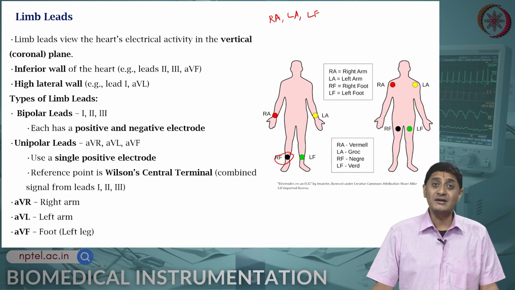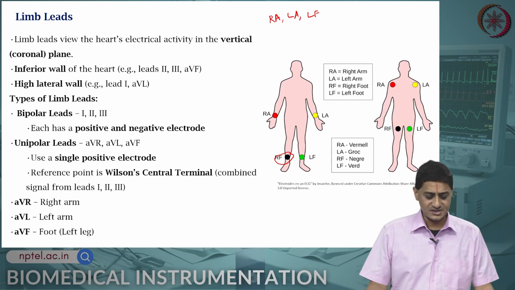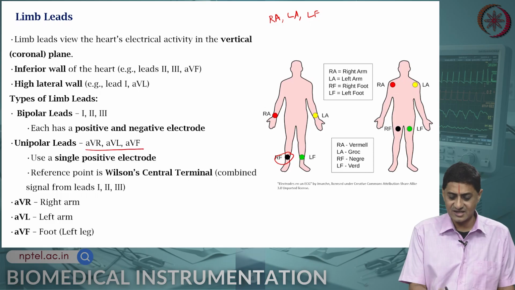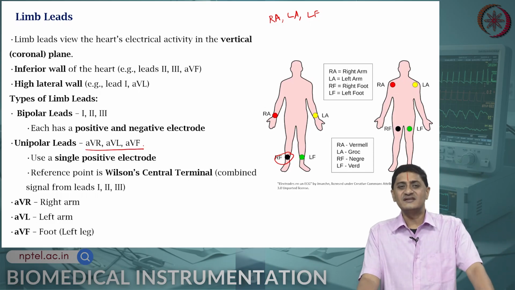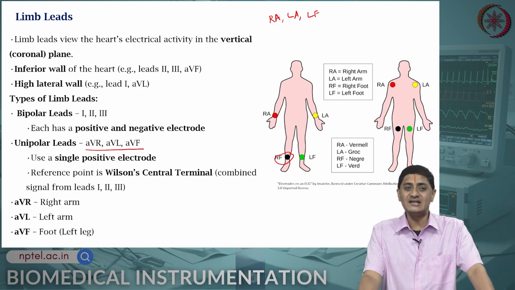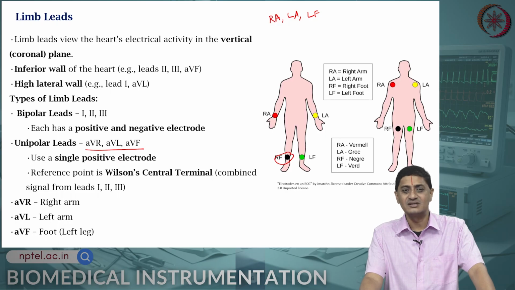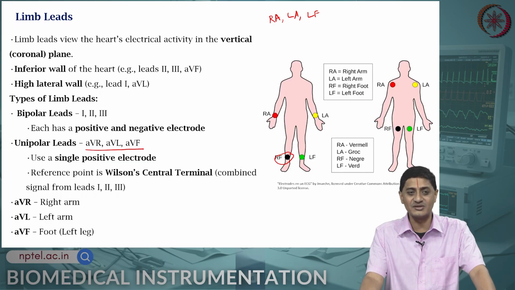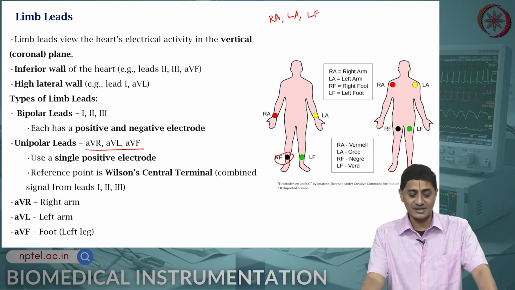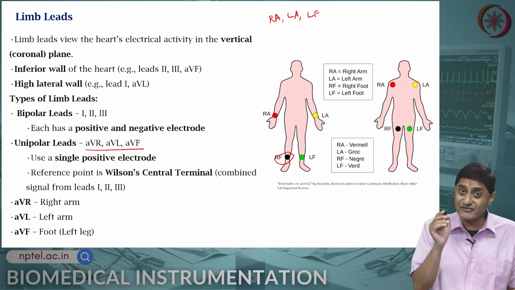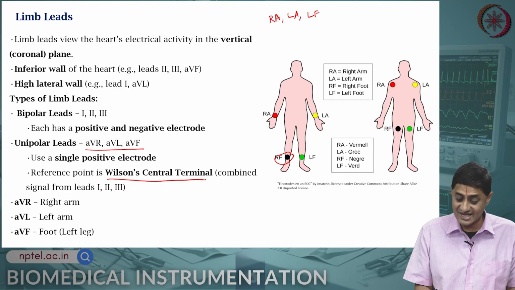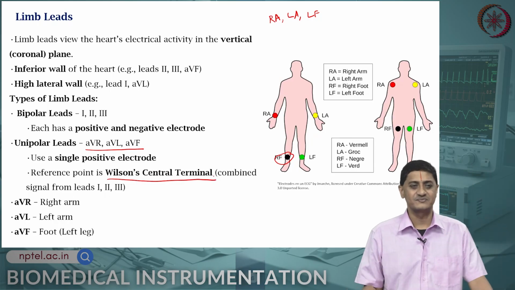The unipolar limb leads, or the augmented limb leads, are the so called AVR, AVL and AVF. These essentially use a single electrode with reference to a central terminal, Wilson's central terminal, which is essentially a combined signal from all 3 leads, lead 1, lead 2 and lead 3. From all of them you have a central reference point, and this is called Wilson's central terminal.